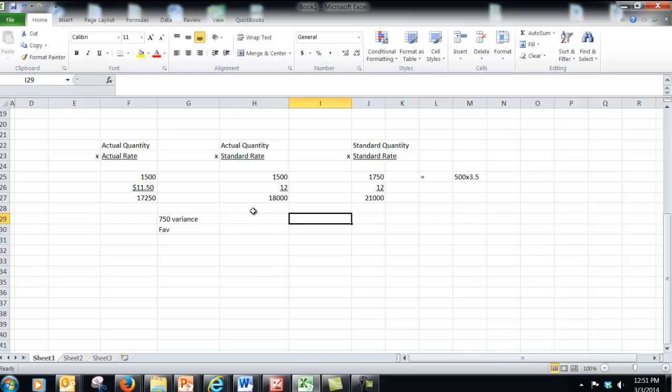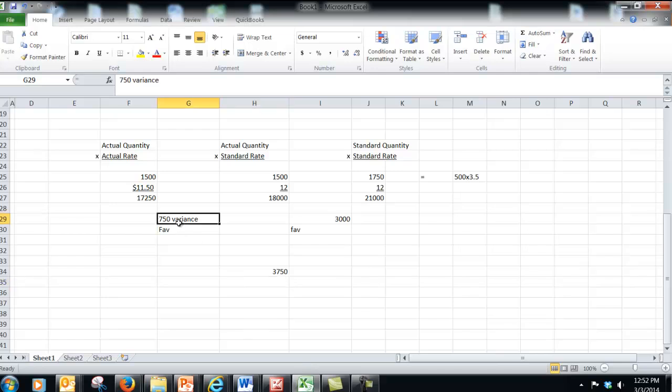Okay, so let's take a look at the difference between these two here, and we're looking at a $3,000 variance between this and this. And we can see, once again, this is going to be favorable because the actual times standard here is less than standard times standard. So that's a $3,000 variance there. And so both of those collectively, the 750 plus the 3,000, gives us a 3,750 overall variance, doesn't it? That's the overall cost variance.